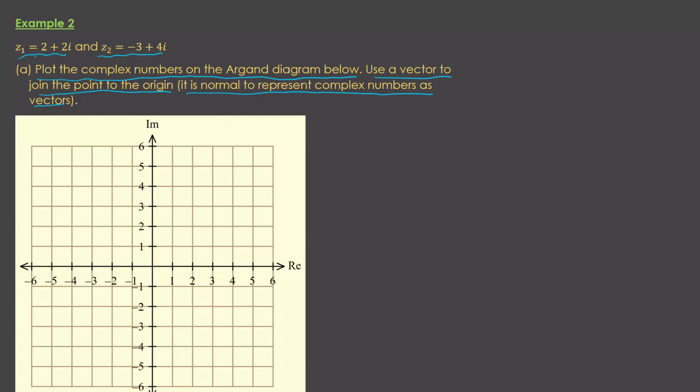So 2 plus 2i is represented at (2, 2). So this is Z1 just here, and here's a vector. Z2 is at negative 3 plus 4i, so that would put Z2 just here. And let's put the vector on for that one.